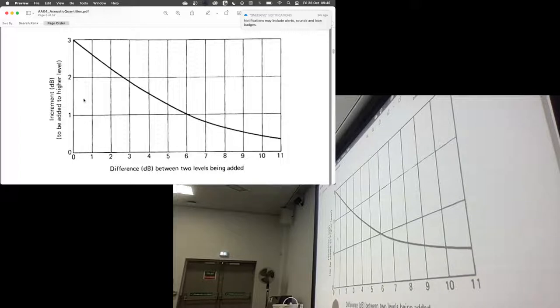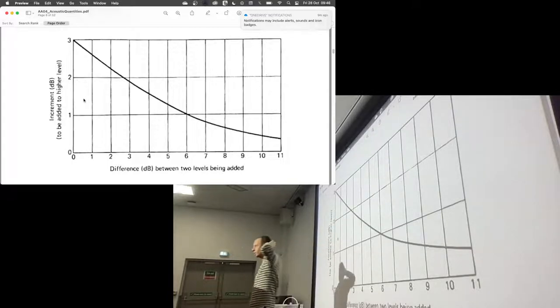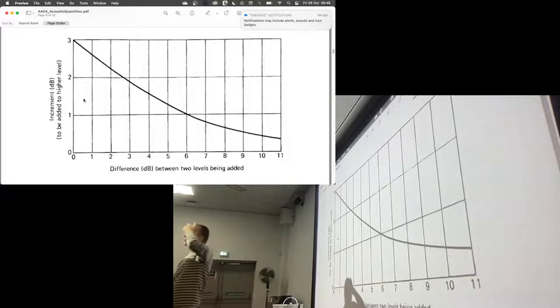68. Nope. 53 point something. Any other ideas? 54.8. I like that most, yes. So we have a difference of 3 dB, 50 plus 53. How much do we have to add to the louder source? 1.8. Okay, so 54.8. Oh, you added to, okay. I thought you added to the lower source.